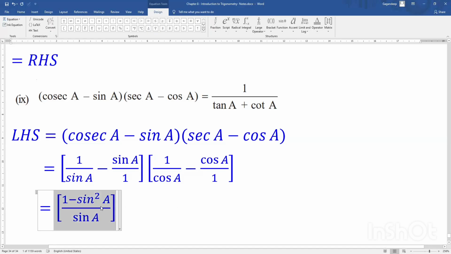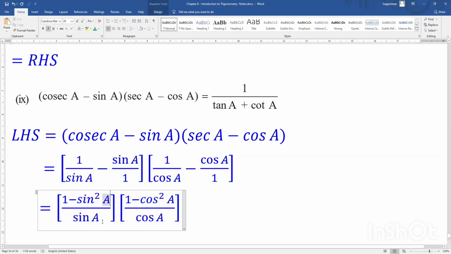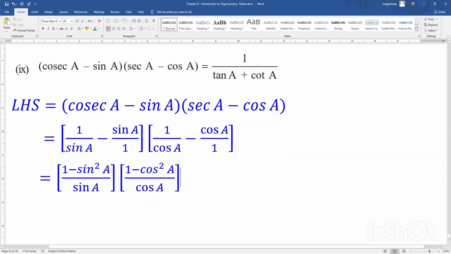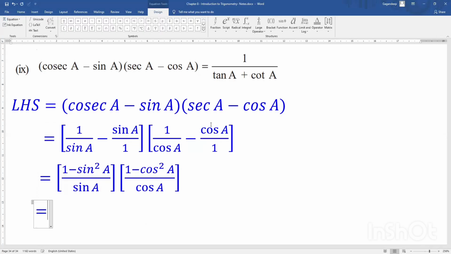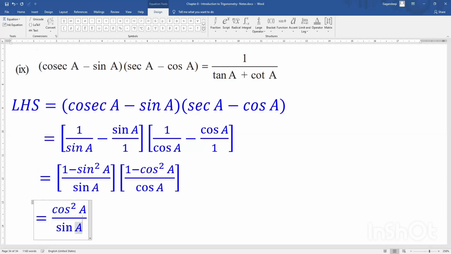Similarly, the same way, I get cos A in the denominator, because cos A into 1 is cos A, and 1 into 1 is 1, and instead of sin square A, you get cos square A. So we got 1 minus sin square A by sin A and 1 minus cos square A by cos A. We have already used this identity: 1 minus sin square A can be written as cos square A, and 1 minus cos square A as sin square A. So the numerator I write as cos square A by sin A.